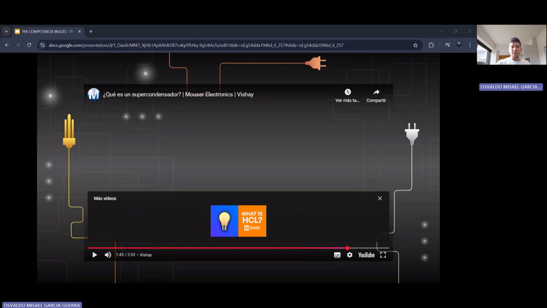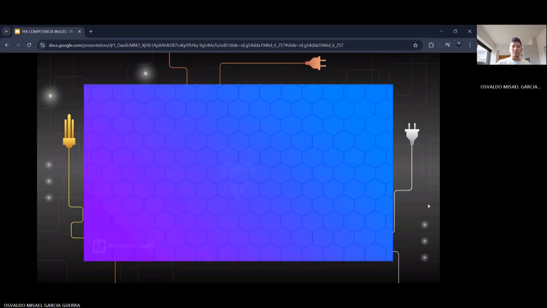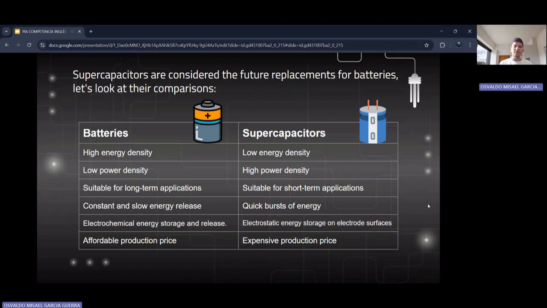Now, moving on, we have here a comparison between batteries, lithium batteries, and supercapacitors. For batteries: high energy density; supercapacitors: low energy density. Batteries: low power density; supercapacitors: high power density. Batteries are suitable for long-term applications, supercapacitors for short-term applications, as I said before. Batteries have constant and slow energy release, supercapacitors quick bursts of energy. Batteries use electrochemical energy storage and release, supercapacitors electrostatic energy storage on electrode surfaces. And finally, an affordable production price versus an expensive production price. That's clearly a disadvantage for supercapacitors.